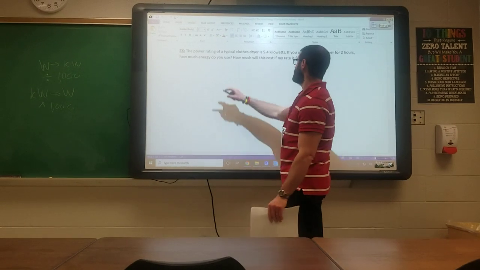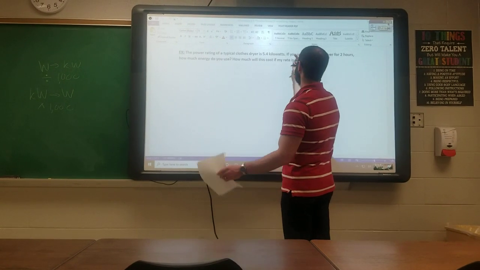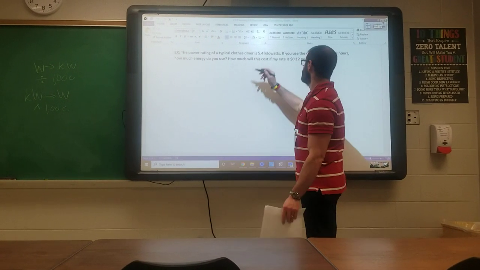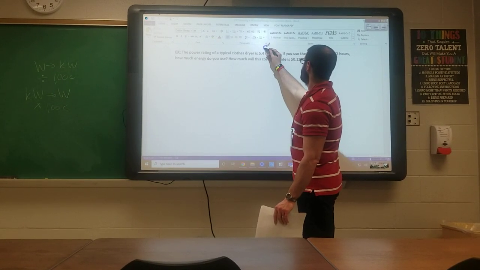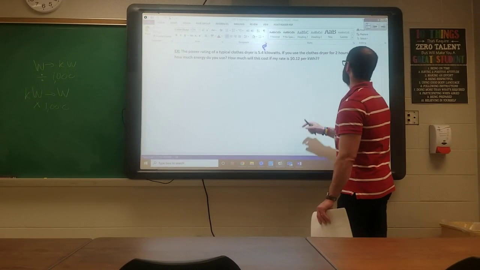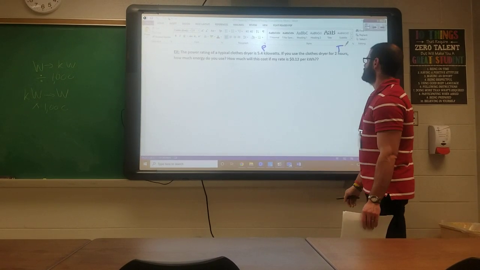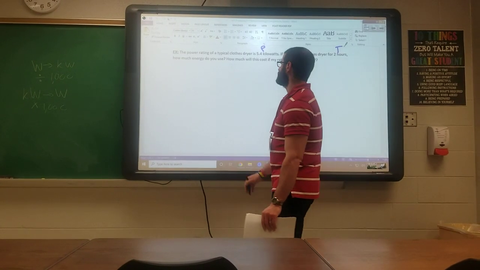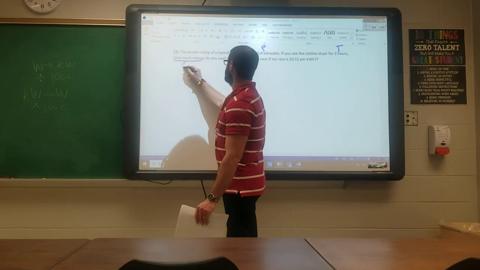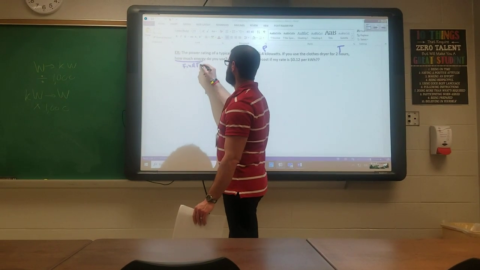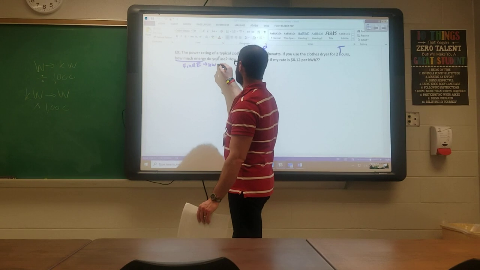So the power rating of a typical clothes dryer is 5.4 kilowatts. So our power is already in the correct unit. That's power. Okay. If you use a clothes dryer for 2 hours, what's 2 hours? That's our time. Okay. How much energy do you use? Remember, we're trying to find E, and that's going to be in kilowatt hours.